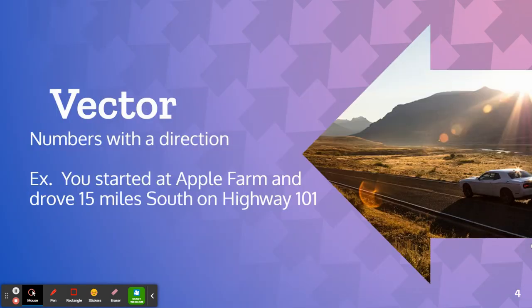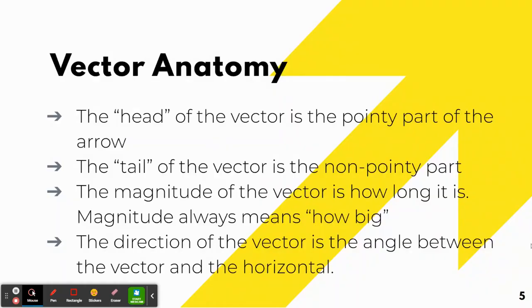So vectors are numbers with a direction. For example, you started at Apple Farm and you drove 15 miles south on Highway 101. We would be able to find you. So, vector anatomy. The head of the vector is the pointy part of the arrow, and the tail of the vector is the non pointy part.